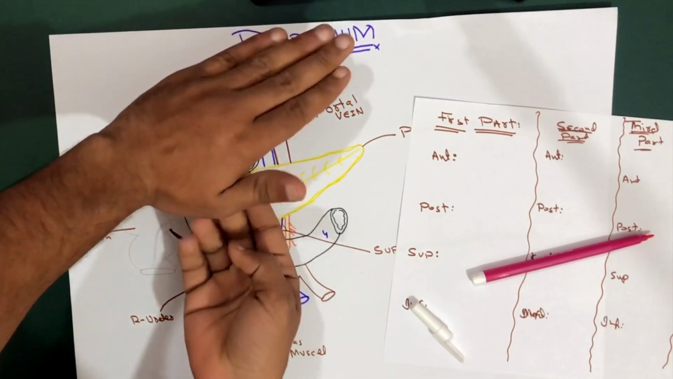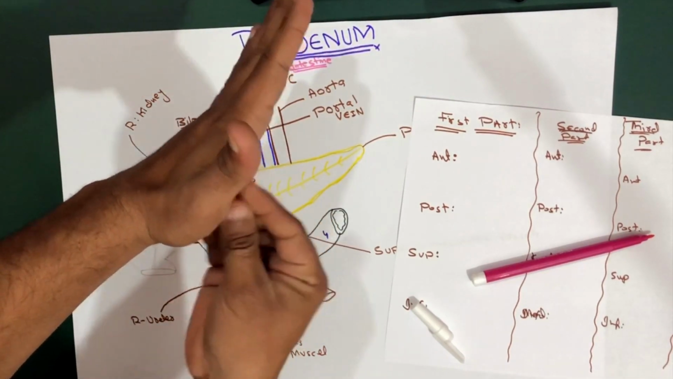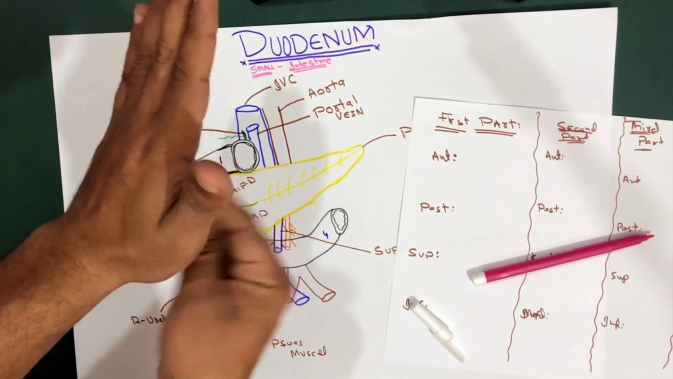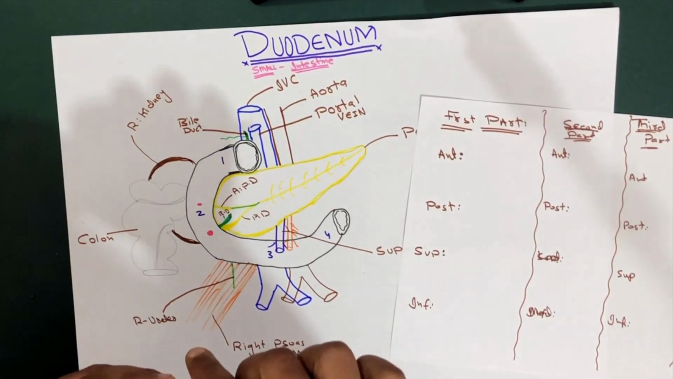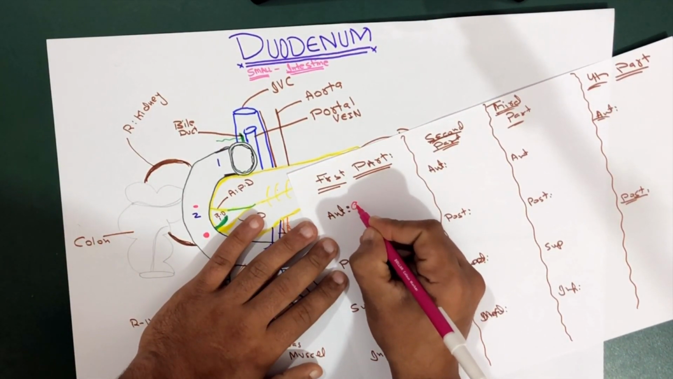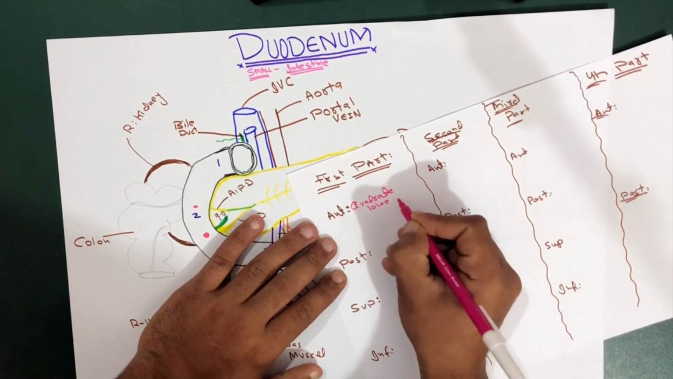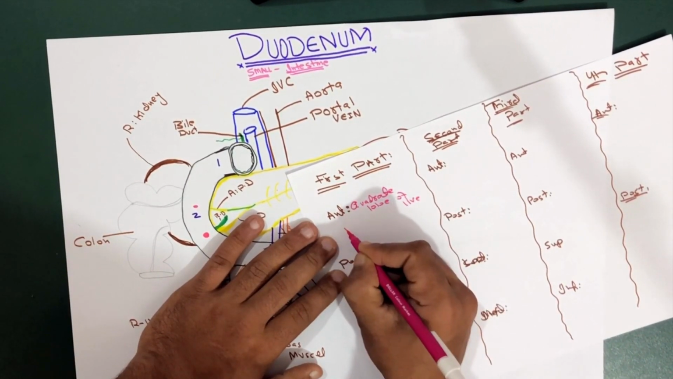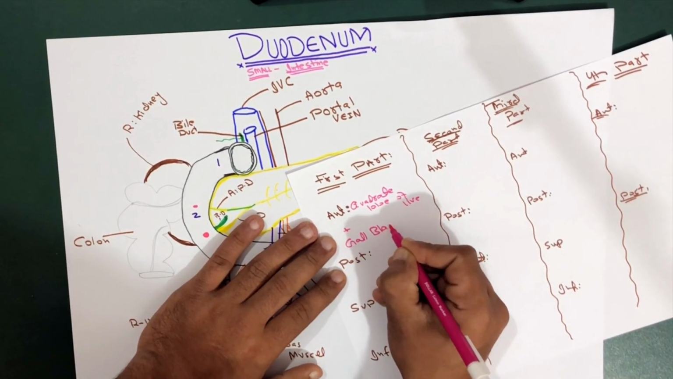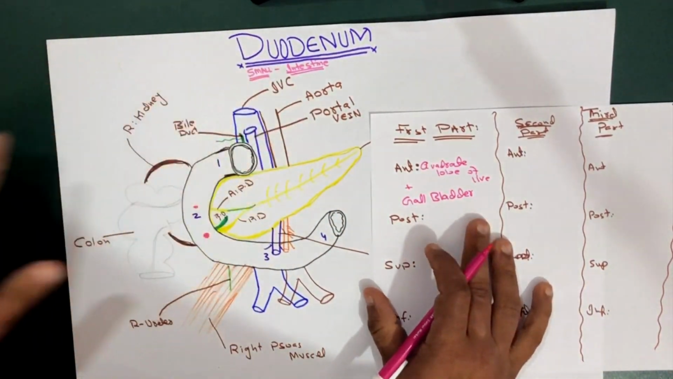So if somebody is asking you what is anterior to the first part of the duodenum, you'll be saying the quadrate lobe of the liver, and again we have the gallbladder also anterior to the first part of the duodenum. Over here the gallbladder attaches. So the first structure anteriorly is the quadrate lobe of the liver, plus we have the gallbladder. These two structures form the anterior relation to the first part of the duodenum.